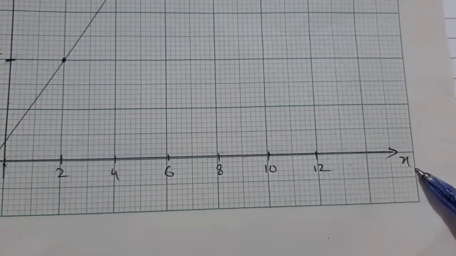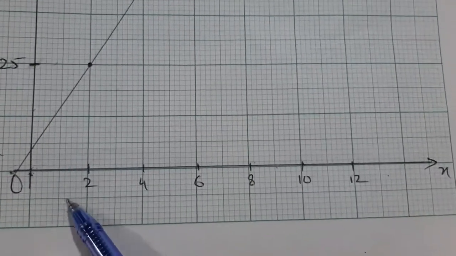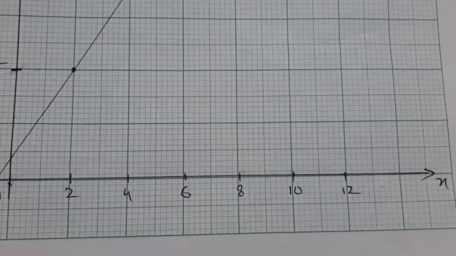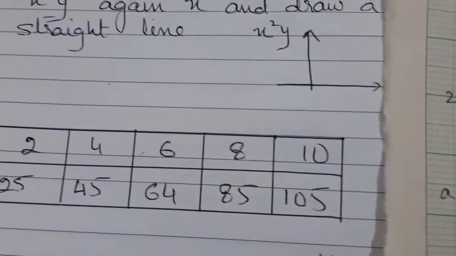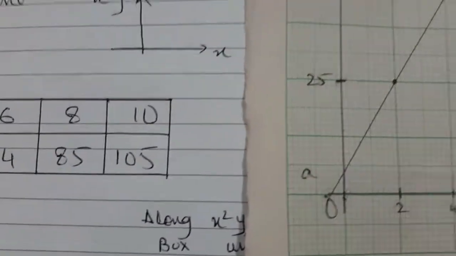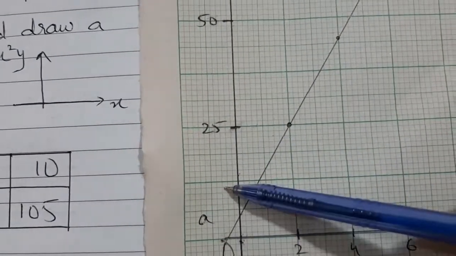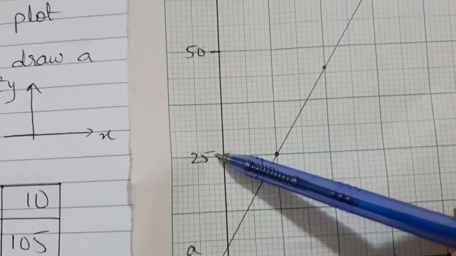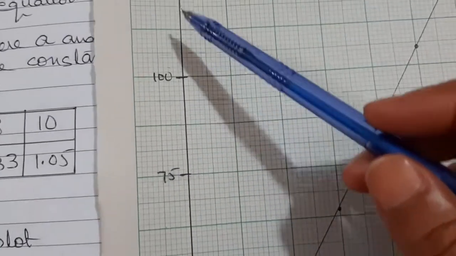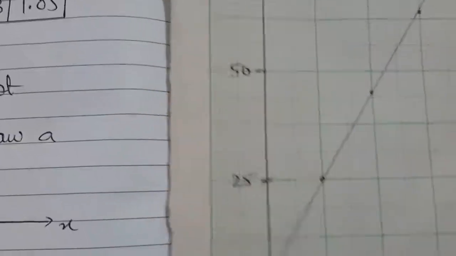my x-axis is x, and because the values in the table were from 2 to 10, it's easy for me. I have taken 2, 4, 6, 8, 10, 12. And the y-axis has values, let me show you again, from 25 till 125. I have taken 4 boxes like 10, 20. 20 boxes equals to 25, 50, 75, 100 and 125. I forgot to write here, but you can write here, right? And then I'm plotting these points.